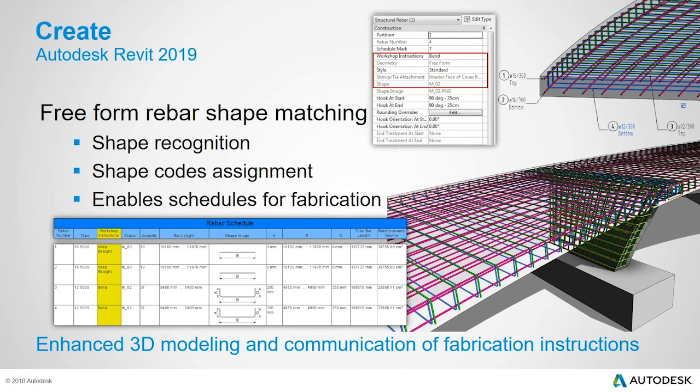Freeform rebar shape matching. To improve scheduling and annotation of rebars in your documentation, Freeform Rebar now either matches existing rebars with shape families or creates new rebar families from rebar geometry. This is done for each bar in the set individually and allows extraction of fabrication data like individual bar segments and lengths.